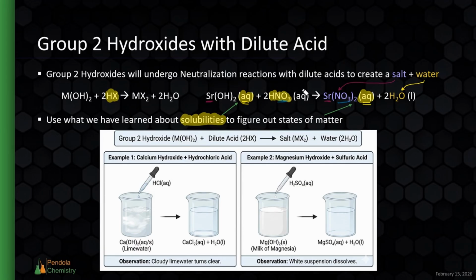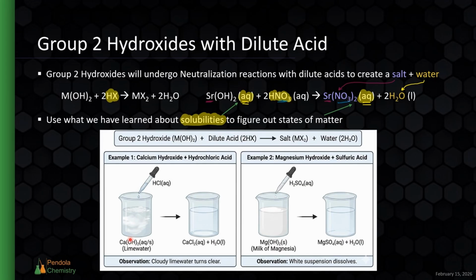Obviously, things like acids are always going to be aqueous because that's what makes them acids. Water is always going to be a liquid because it's always going to be water. But the ionic compounds, the strontium nitrate, strontium hydroxide, those come from the solubility rules. And it's important because where the reaction is always the same, the states of matter are not necessarily going to be the same. For example, when calcium hydroxide reacts with hydrochloric acid, we go from a probably cloudy solution, because calcium hydroxide, we discussed, is partially soluble, to a completely clear solution.